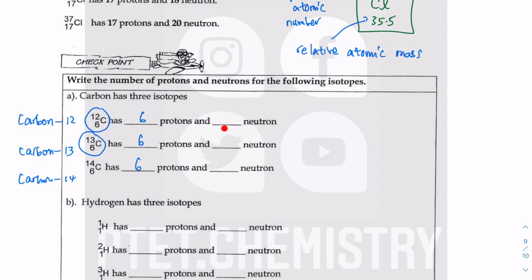In terms of neutrons, the nucleon number is the number of protons and neutrons in the nucleus of an atom. Take away the number of protons, then you will get the number of neutrons. I'm being pedantic here, but there should be a plural. So that is 12 minus 6, which is 6 neutrons. That is 13 minus 6, which is 7 neutrons. That is 14 minus 6, which is 8 neutrons.